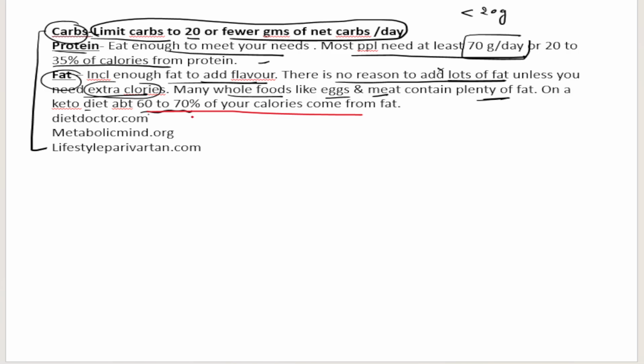Now, these are certain websites from which you can get information about the ketogenic diet. One is dietdoctor.com, another is metabolicmind.com, and another site is lifestyleparivartan.com. From all these sites you can get information about the ketogenic diet.